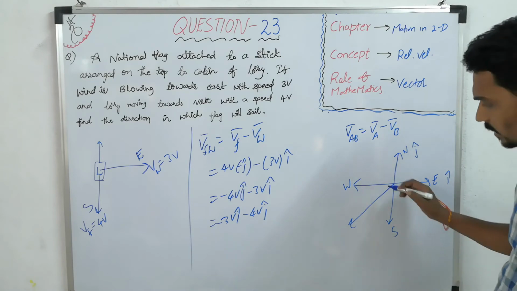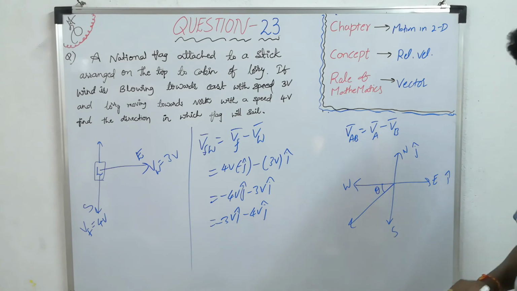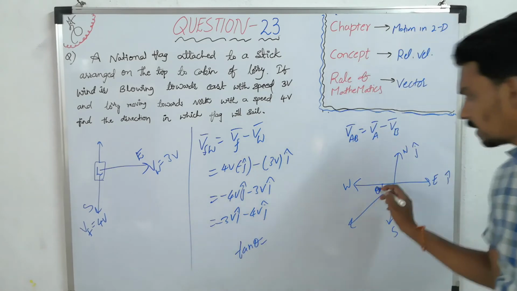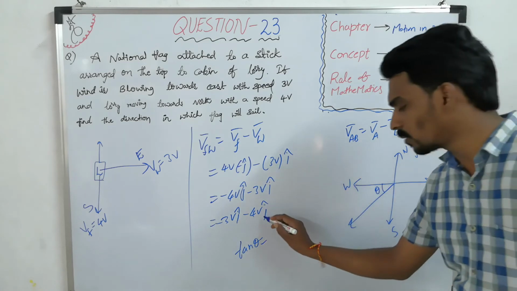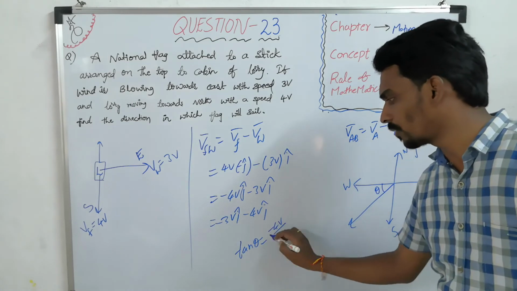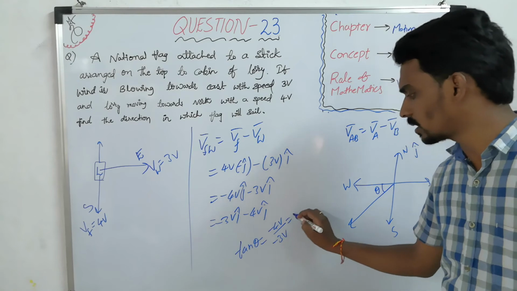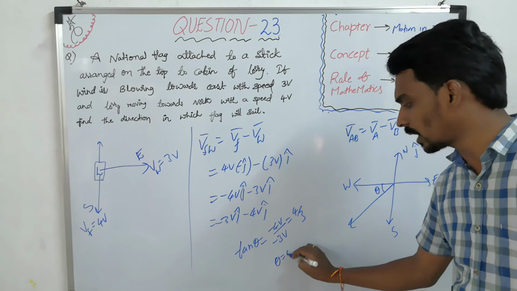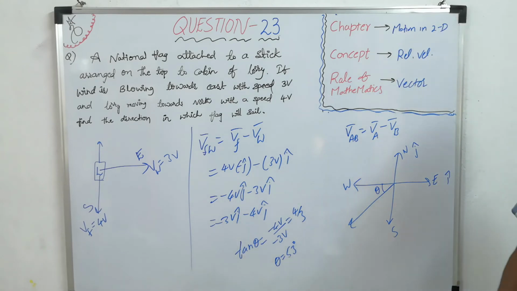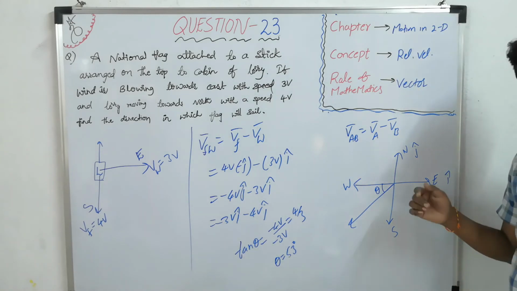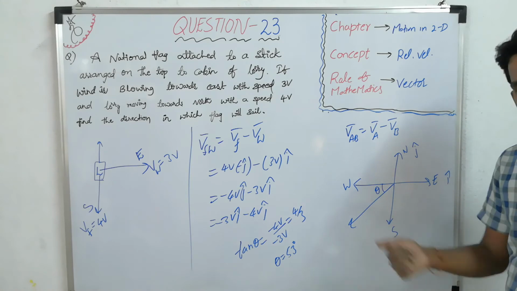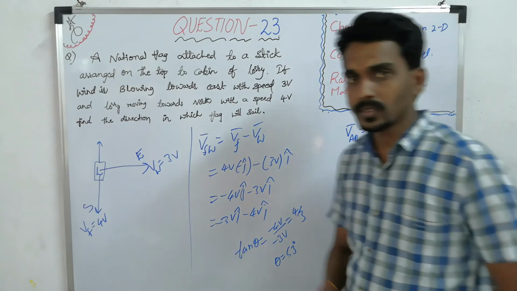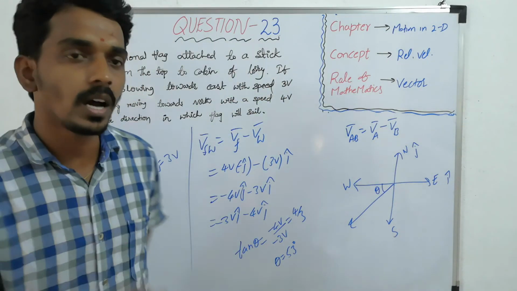If you want to find exactly the angle theta with west, tan theta, with the x axis: the y component is how much? Minus 4v, by the x component, minus 3v. So tan theta is 4 by 3, which means theta is 53 degrees. So the flag will sail at an angle of 53 degrees south of west. 53 degrees south of west.